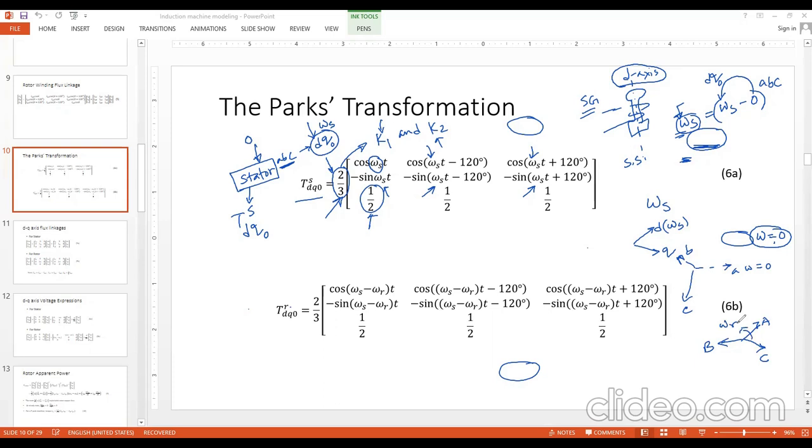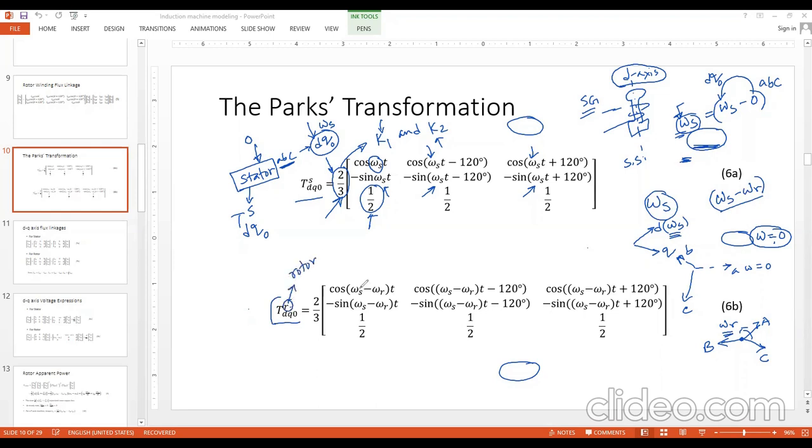So now we have the rotor quantities in their own ABC frame, which are to be transformed into the DQ reference frame. The DQ reference frame is moving at omega s, while the rotor quantity is moving at omega r. So what is the relative speed? Omega s minus omega r. So the speed terms that would appear in the T DQ0 transformation for the rotor, where R stands for rotor here, are these.